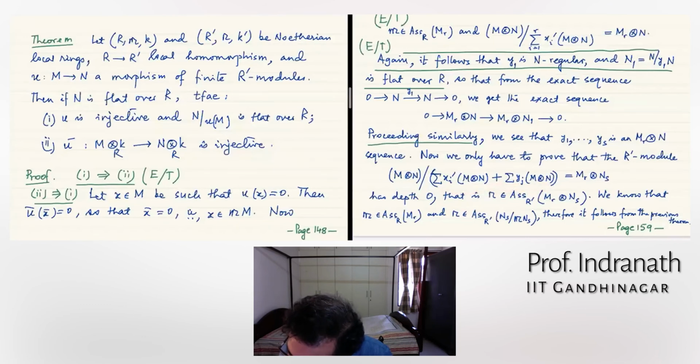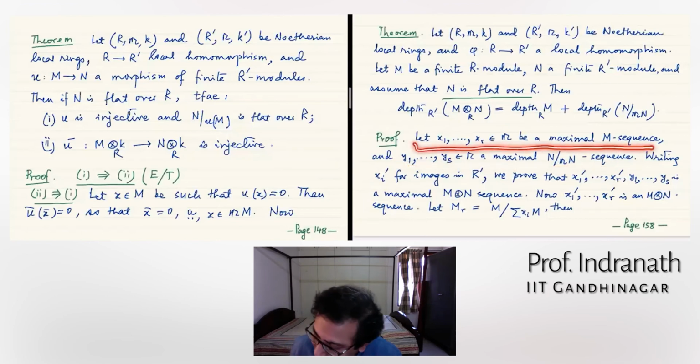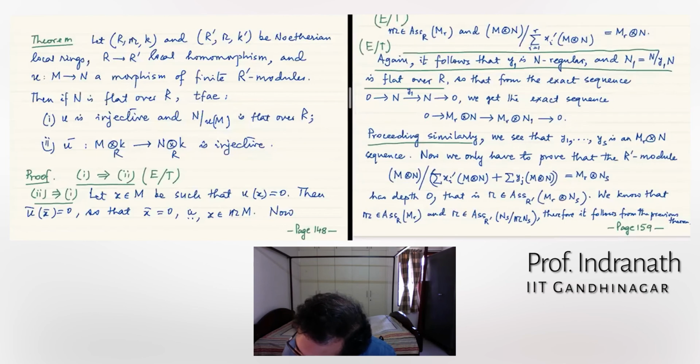So that means now proving that this is depth 0, now this is where you are. Your y1, y2, ys in n is a maximal n mod mn sequence, and this is a maximal M sequence. So you use the maximality here. So if you can prove that this belongs to this set of associated primes, then you are done.